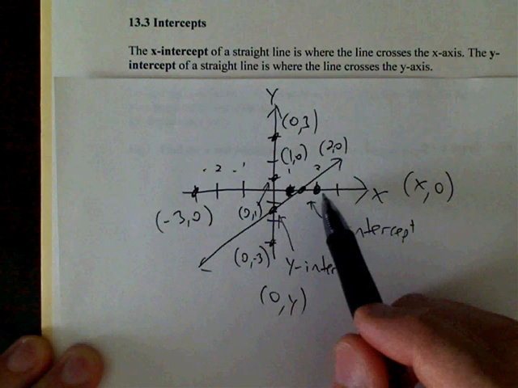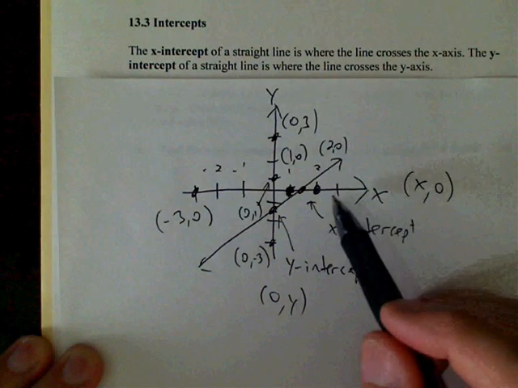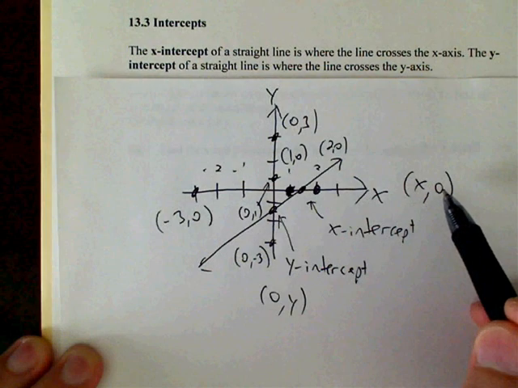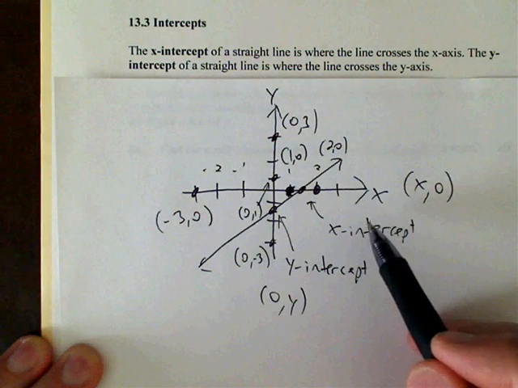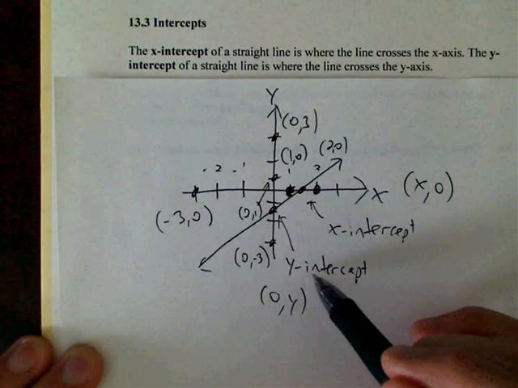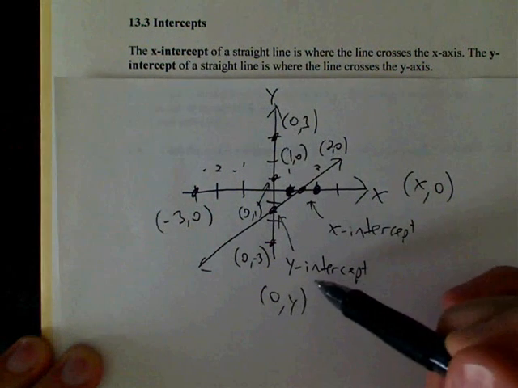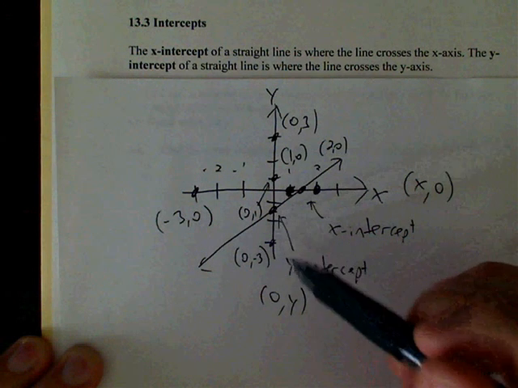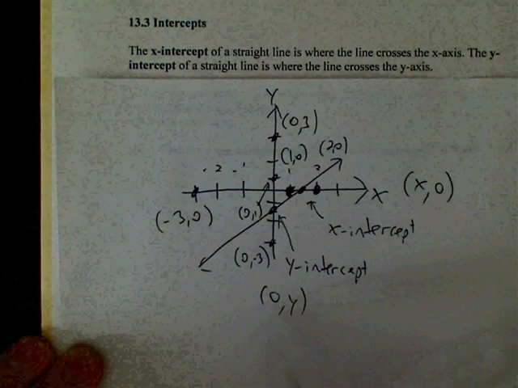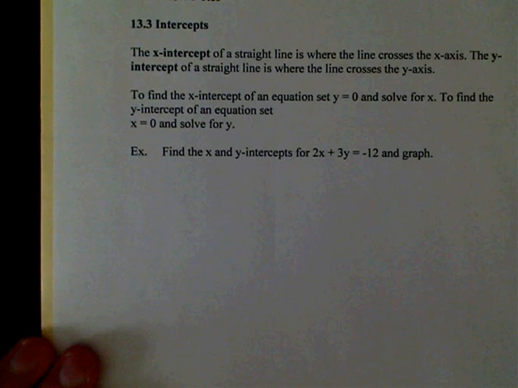Since the x-intercept is where the line crosses the x-axis, that must be a point on the x-axis. And every point on the x-axis is of the form x, 0. Keep that in mind. Y is always 0. So in other words, to find the x-intercept, y must always be 0. The same notion is true for the y-intercept. Since every point on the y-axis is of the form 0, y, and the y-intercept is a point on the y-axis, it must be of the form 0, y. To find it algebraically, that must mean that x must be equal to 0. And that's the procedure we're going to use to find the x and y intercepts.